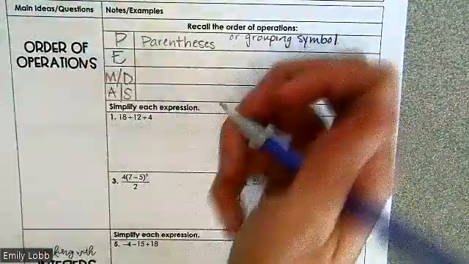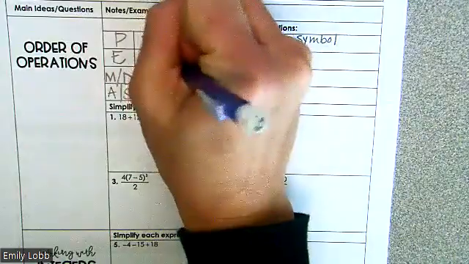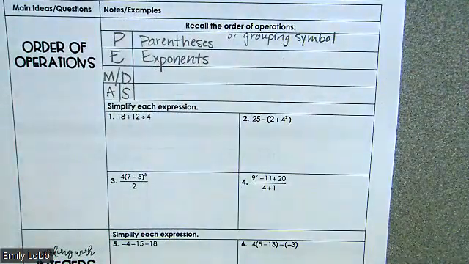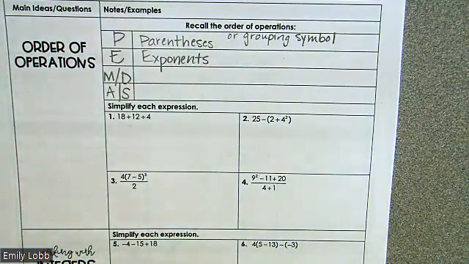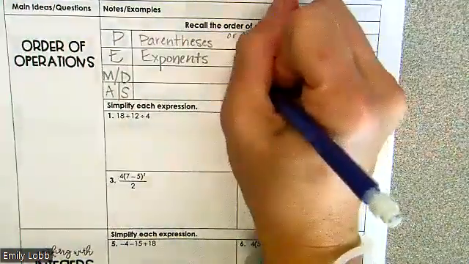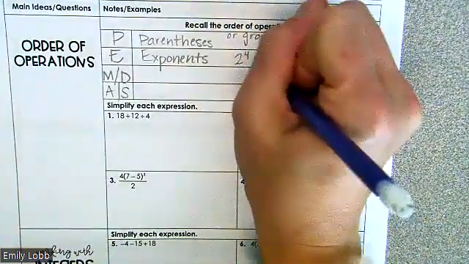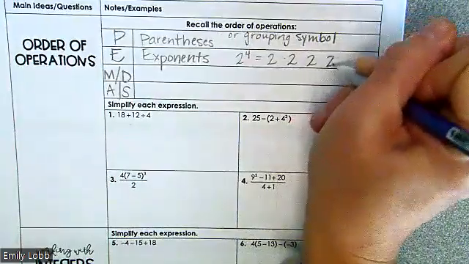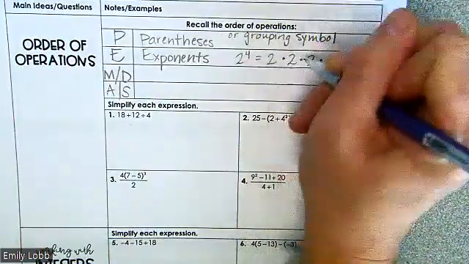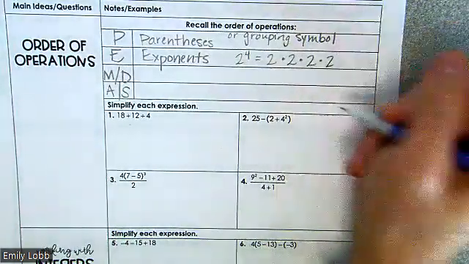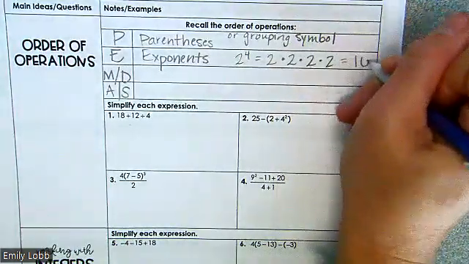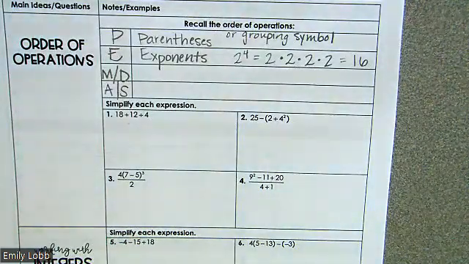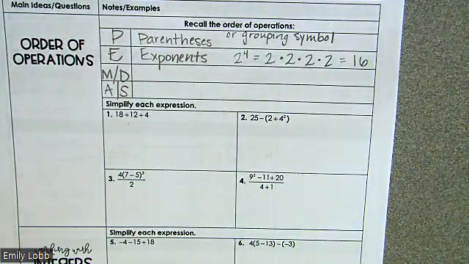All right, E stands for exponents. This is why we reviewed exponents. Remember, that is repetitive multiplication. So I would say 2 to the 4th power is equal to a factor of 2 4 times. 2 times 2 is 4, times 2 is 8, times 2 is 16. Do not be tempted to say that that is 8. It's not 2 times 4, right?